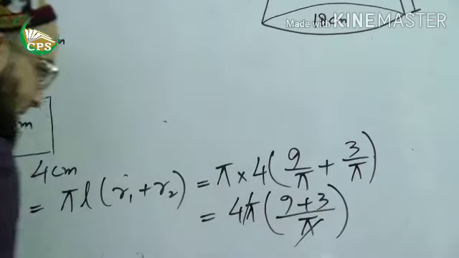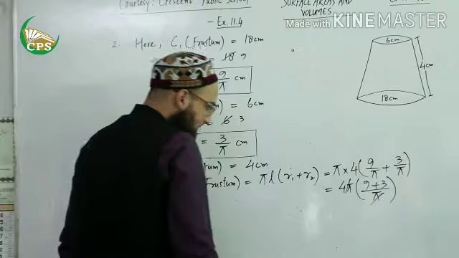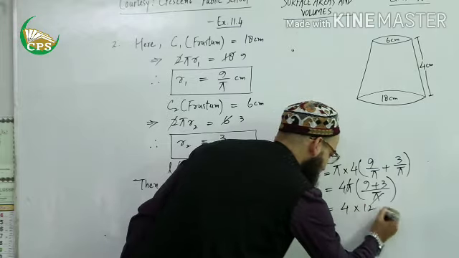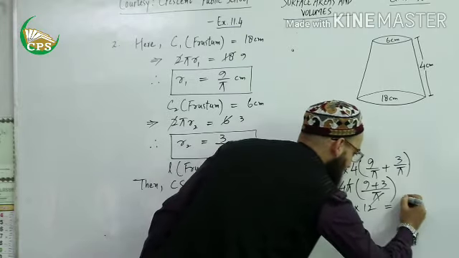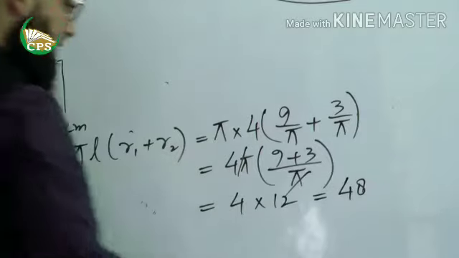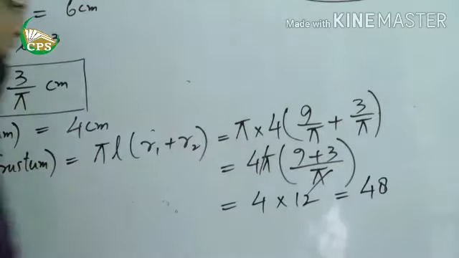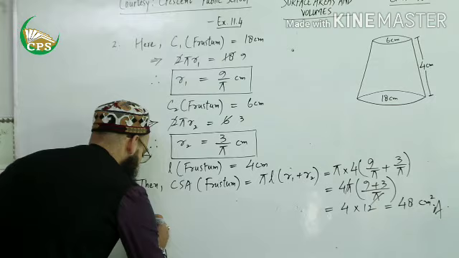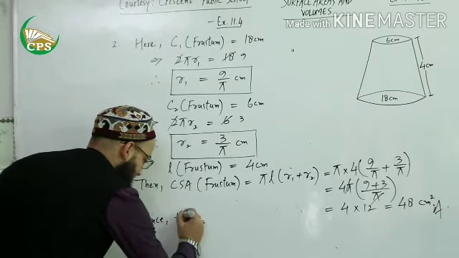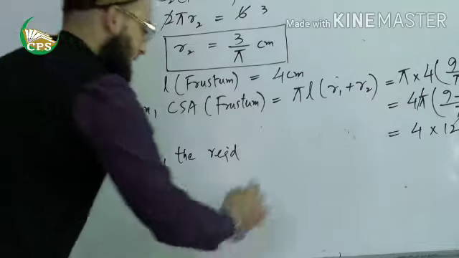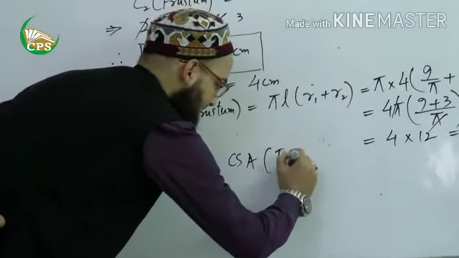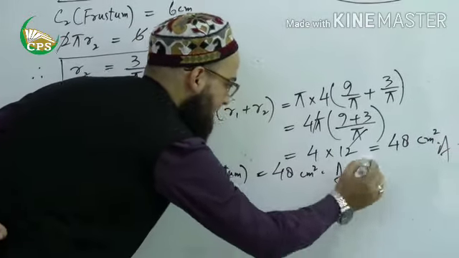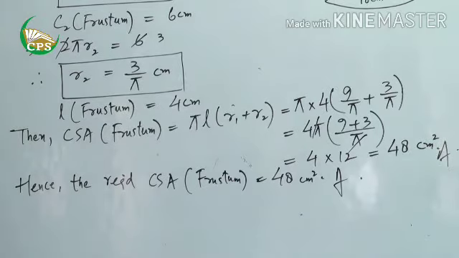Now pi and pi get cancelled. 9 plus 3 is 12. Now 12 times 4, it's 4 times 12, and that is 48. Now surface area is in square units, so square centimeter, and that's your answer. You can write: hence the required curved surface area of the frustum is equal to 48 square centimeters, and that's your answer. Kindly make a note.